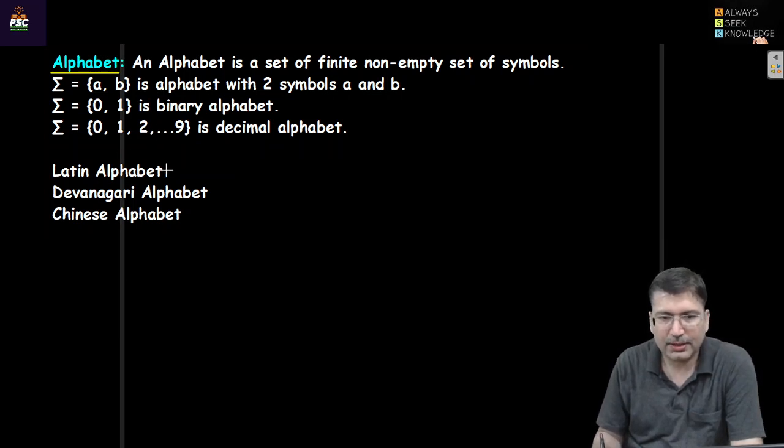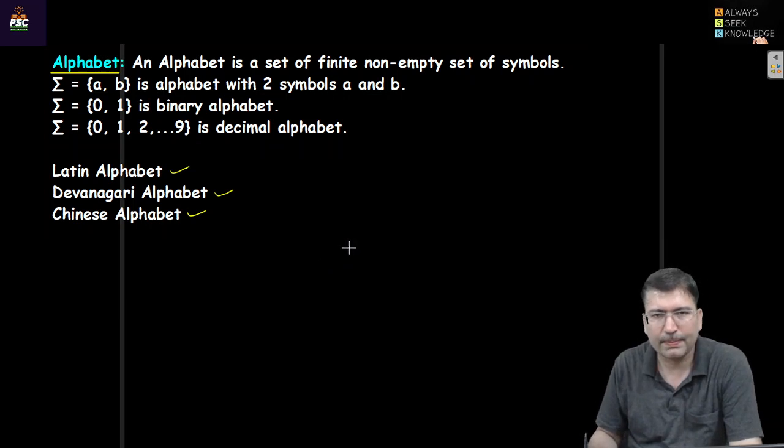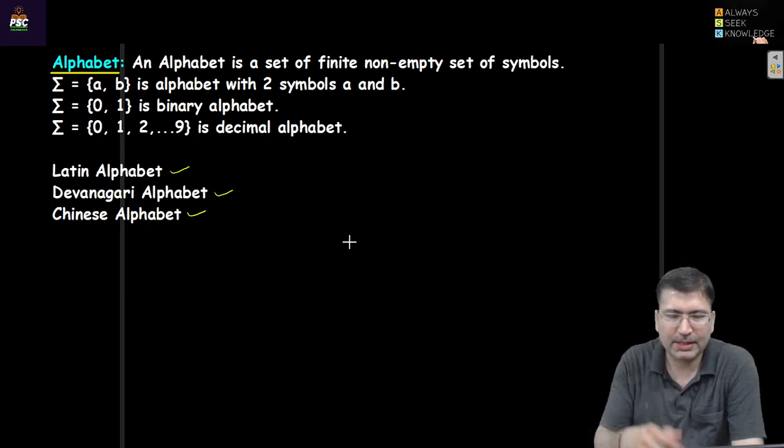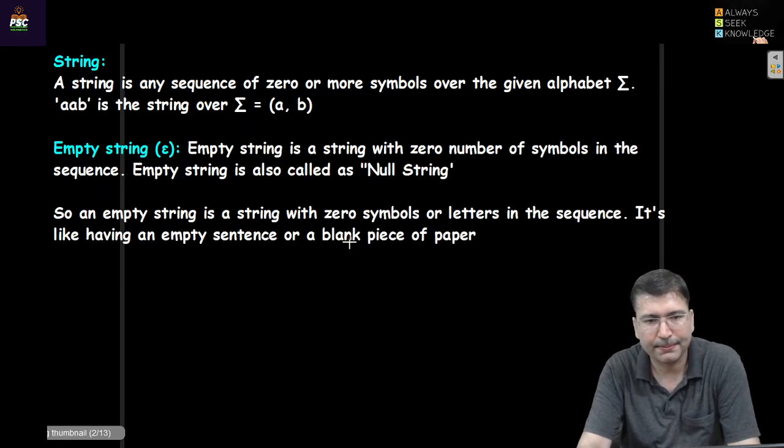There are possibly other alphabets in natural languages, like the Latin alphabet, which has Latin symbols. For Sanskrit or Hindi, we use Devanagari alphabets, and for Chinese we use the Chinese alphabet. Okay, so with these examples, I think you can get a clear idea of what an alphabet is.